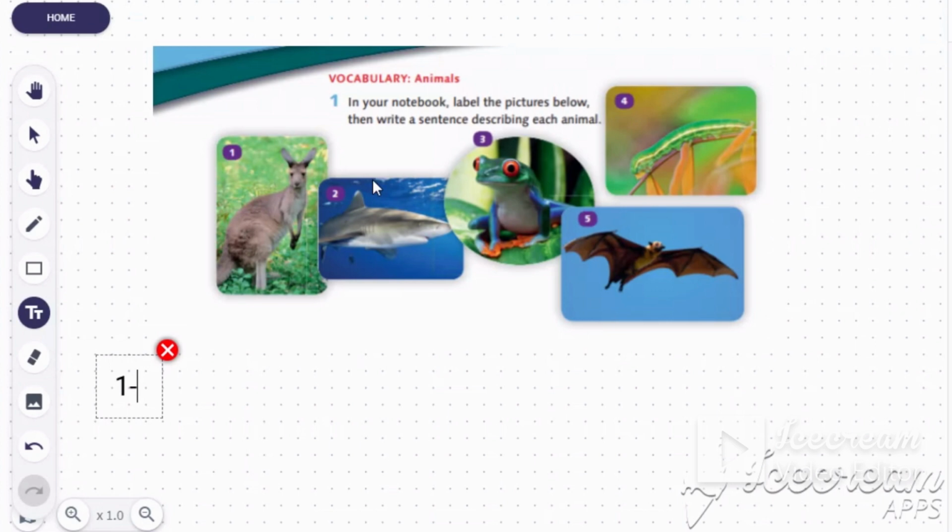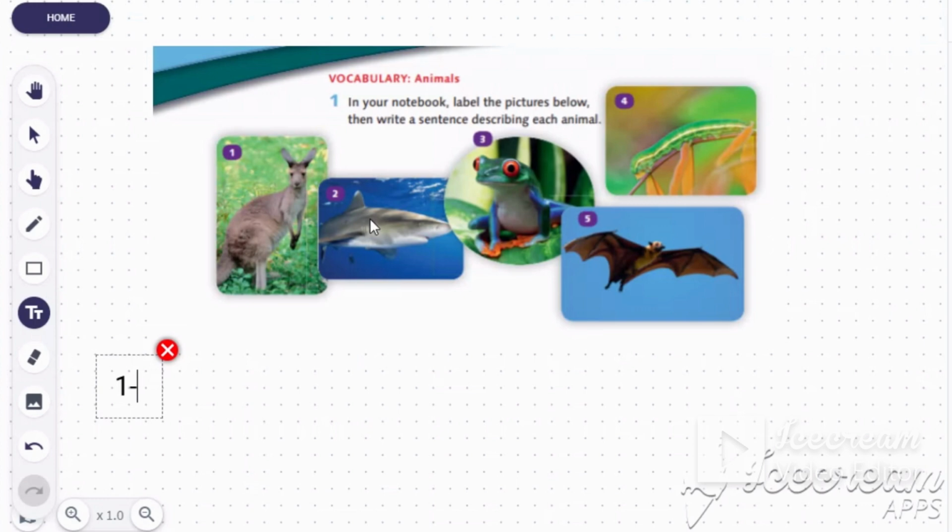We'll say about picture number two. What's this? It's a shark. Shark, سمك القرش. Where do sharks live? We can see different kinds of sharks in the oceans. Excellent. So the shark belongs to the fish family, عائلة الأسماك. Three. What's this?